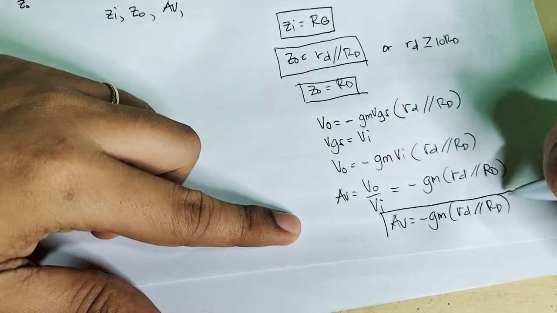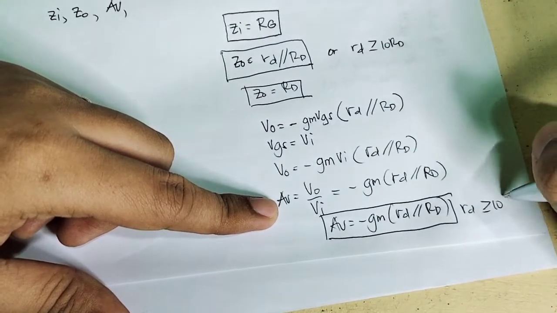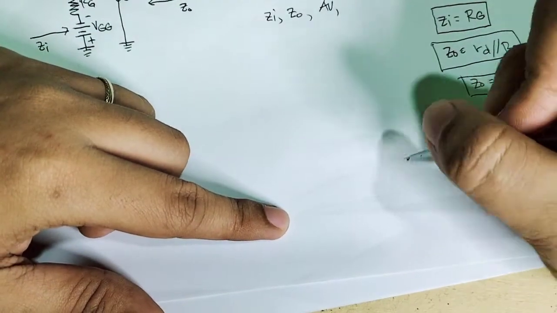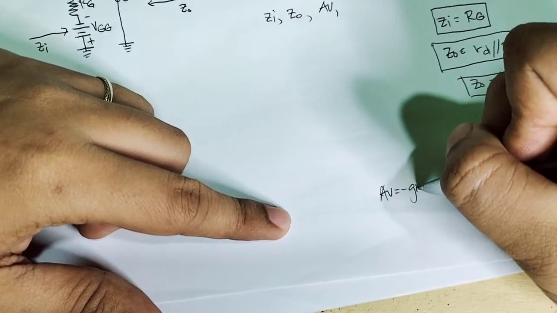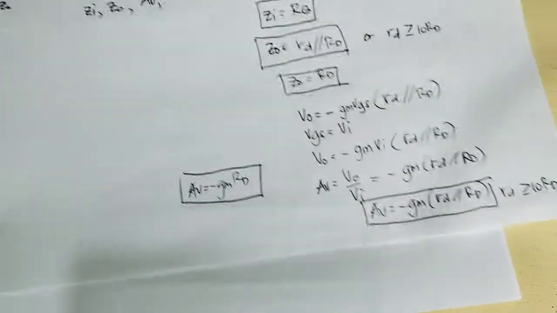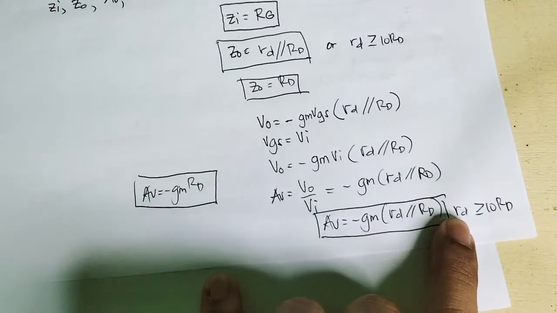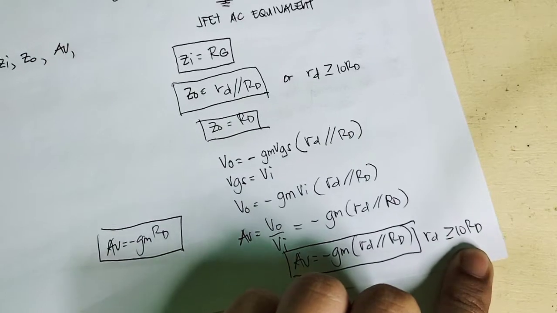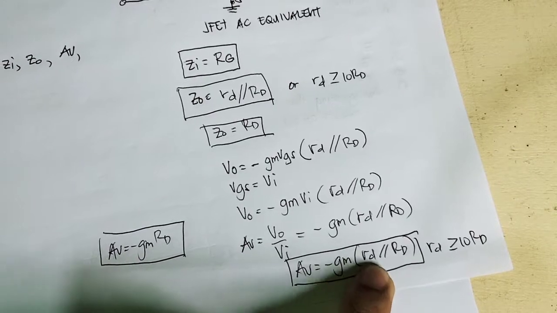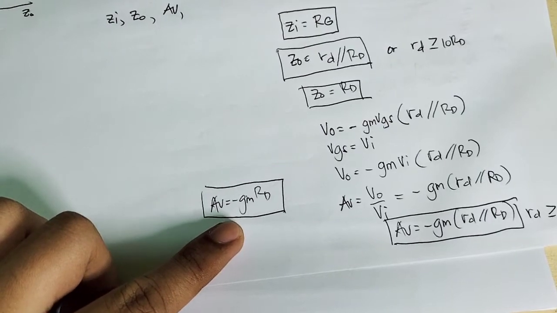But if r_d is 10 times greater than the capital R_D, we can assume that our voltage gain is equal to negative gm R_D. So to simplify the formula, if this value is 10 times greater or equal to R_D, we can neglect this one, and the voltage gain is now equal to negative gm R_D.